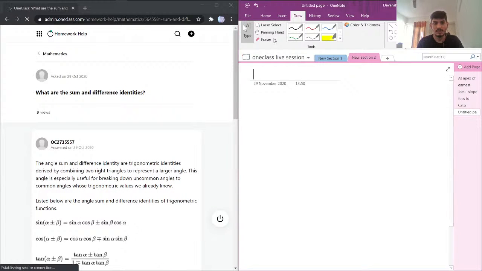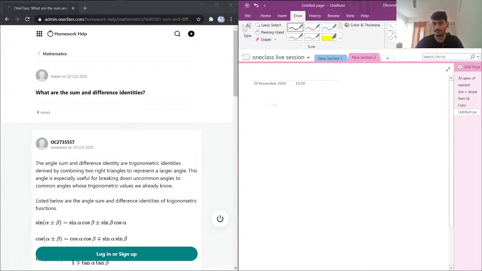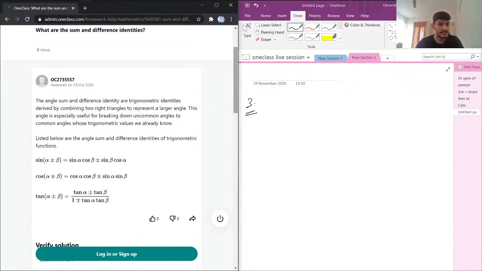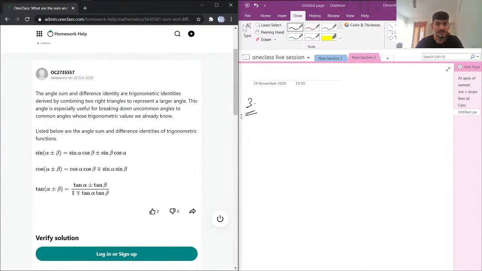So we'll move to question number 3. Question number 3 is, what are sum and difference identities? The angle sum and difference identities are trigonometric identities derived by combining two right angle triangles to represent a larger angle. This is especially useful for breaking down uncommon angles into common angles whose trigonometric values we already know. Yeah, so common angles whose trigonometric values are listed.